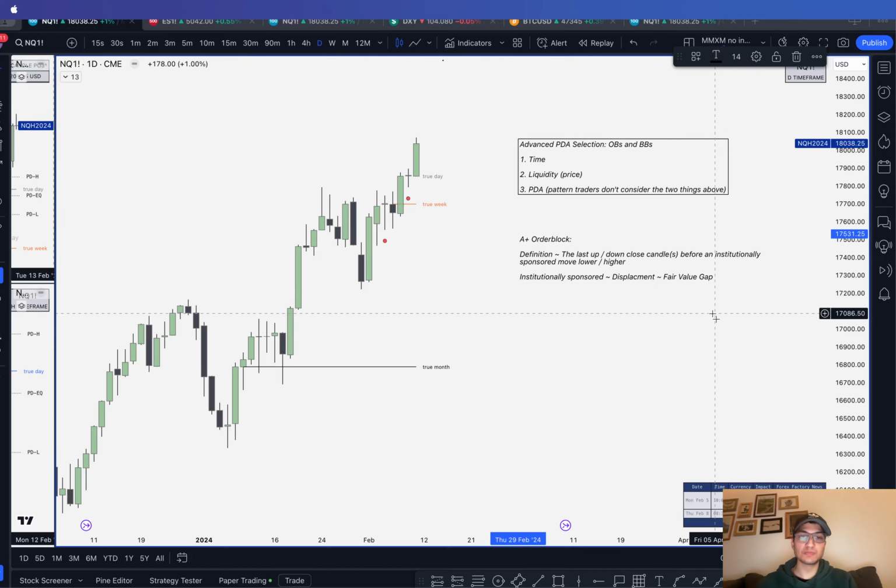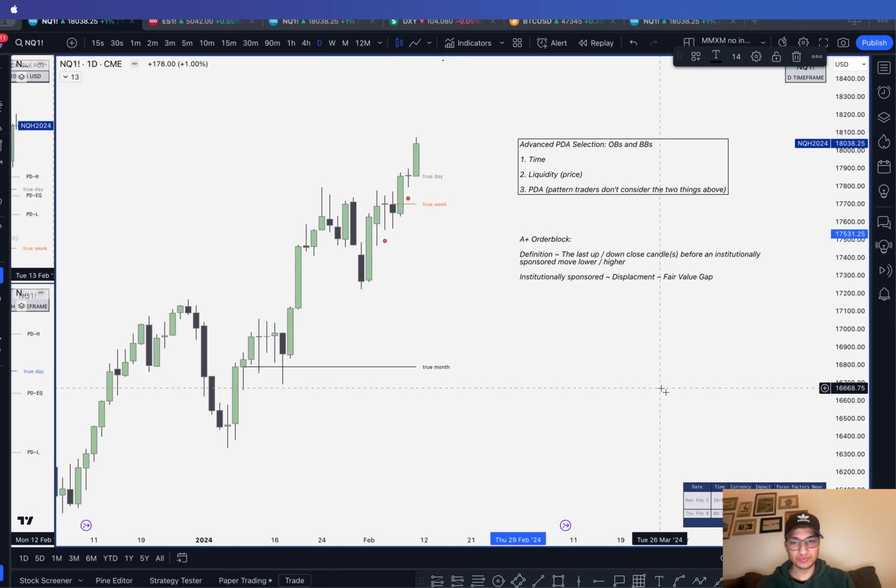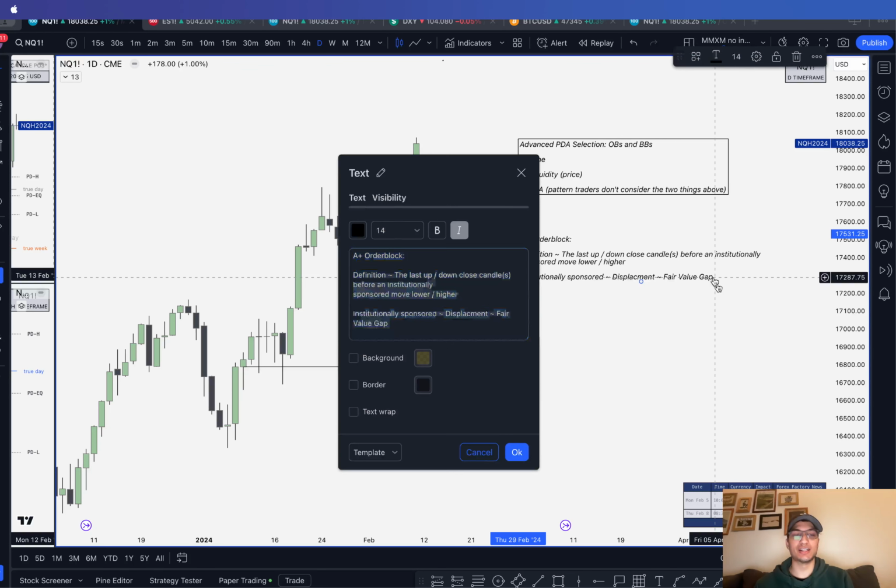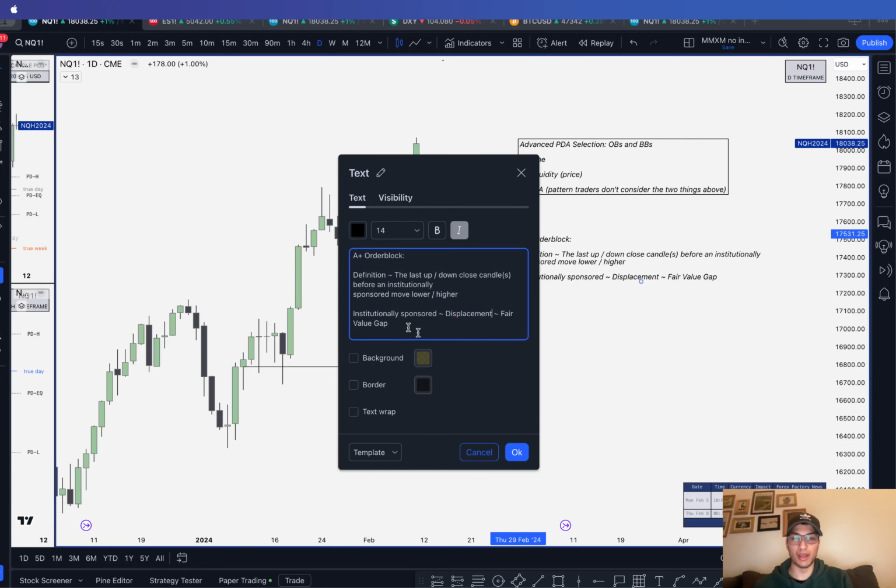It's the last up close or down close candle before displacement out of a fair value gap. Yeah, before a displacement out of a region, creating inefficiency, okay? Now, that is the very common understanding of a fair value gap. We are going to build on this concept, okay?